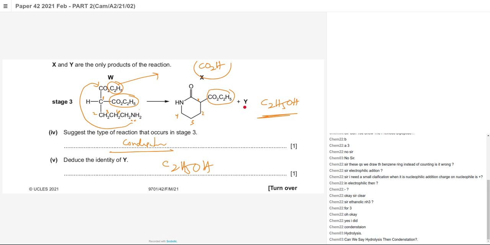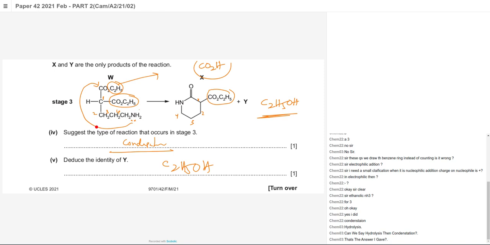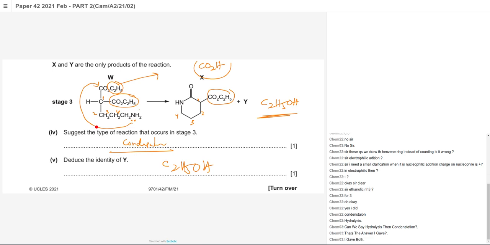Can we say hydrolysis then condensation? Because this is the type of reaction, they're asking for one type. Not exact, but condensation is for sure. But just writing hydrolysis, I'm quite sure that you will not get marks. Hydrolysis alone, you will not get marks, as per my understanding. But depending on the marking scheme, if the majority happen to write hydrolysis, they will give marks for hydrolysis. That doesn't mean that's the answer, if that is how the marking scheme works.